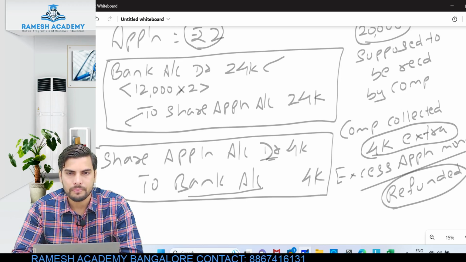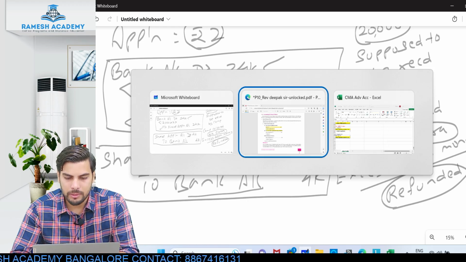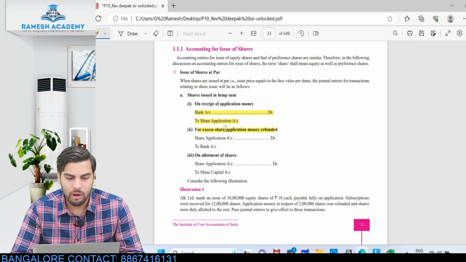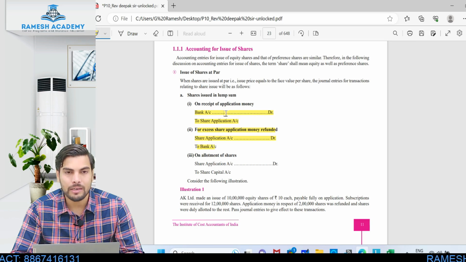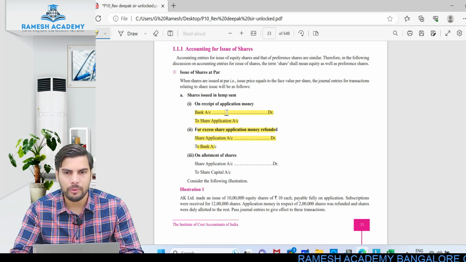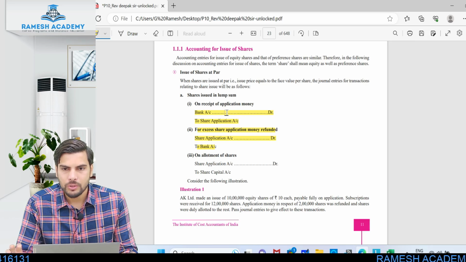Simple. Hope you guys understood it. The same entry is available in your study material. Just have a look at it. For excess application money refunded, look at the entry: share application account debit to bank account. Don't you think this is exactly the reversal of the previous entry? When I receive the application money, bank account debit to share application. When I refund, share application account debit to bank account. As simple as that. Clear?